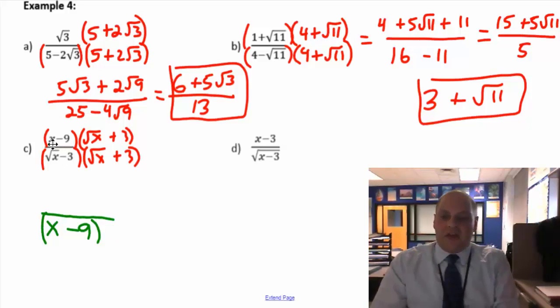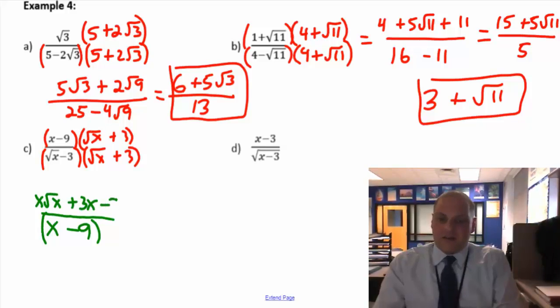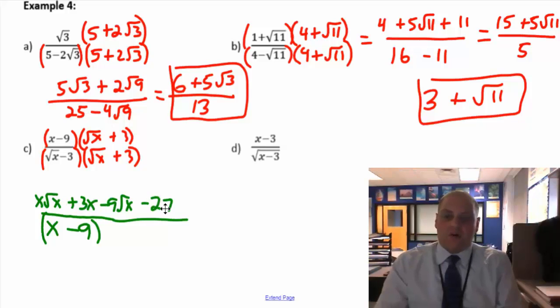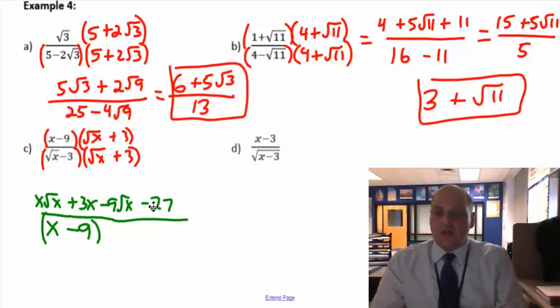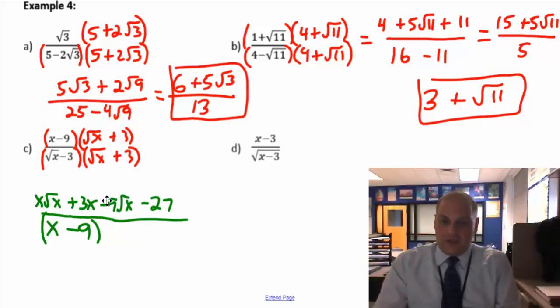The numerator, you have x radical x, and then you have plus 3x, and then you have minus 9 radical x, and then you have minus 27. And there's not much you can do here. You don't have like terms. None of these are like terms. So what we can do is we can only take this down, try to factor by grouping here. We could factor this by grouping.